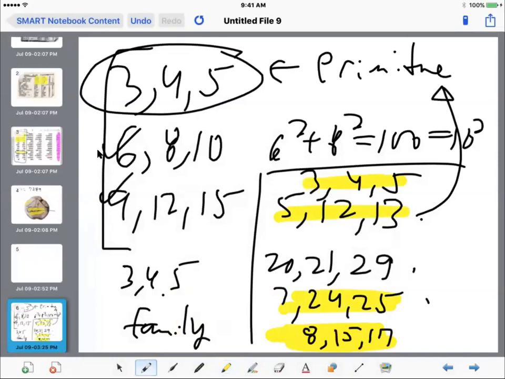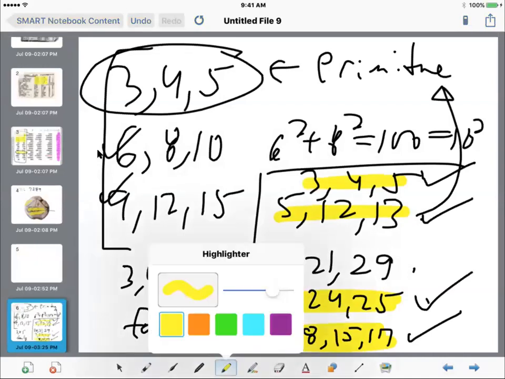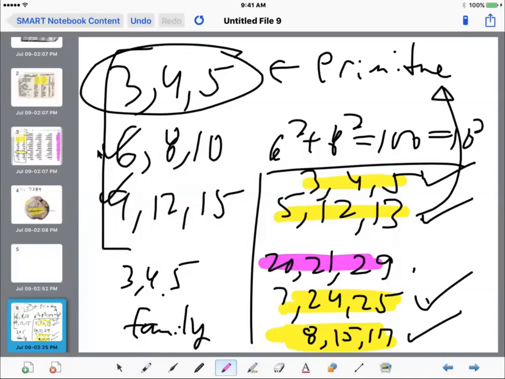The four most popular Pythagorean triples are 3, 4, 5; 5, 12, 13; 8, 15, 17; and 7, 24, 25. This should be a popular Pythagorean triple, but most people don't know about that one. Even math teachers are sometimes surprised by that one.